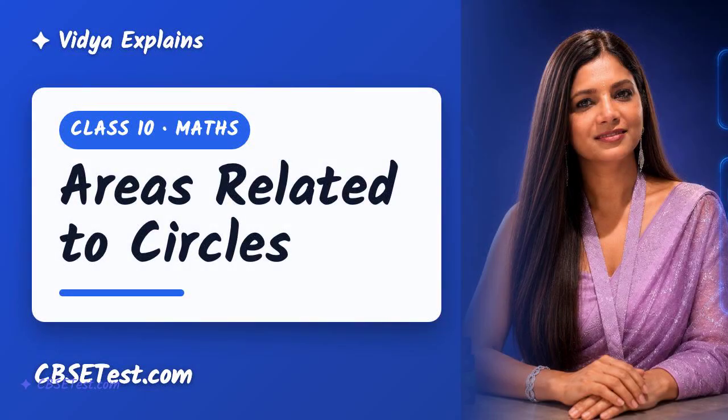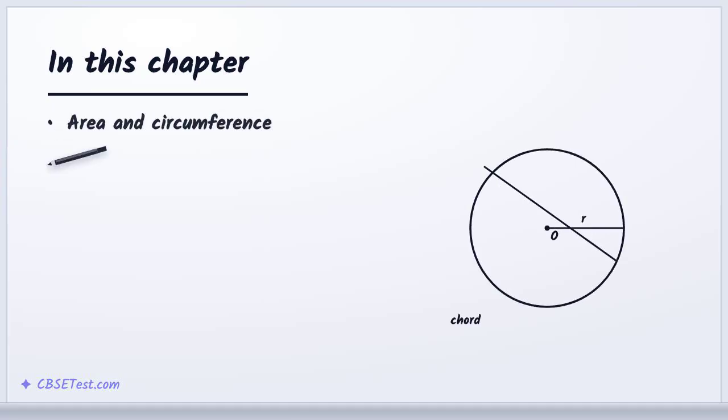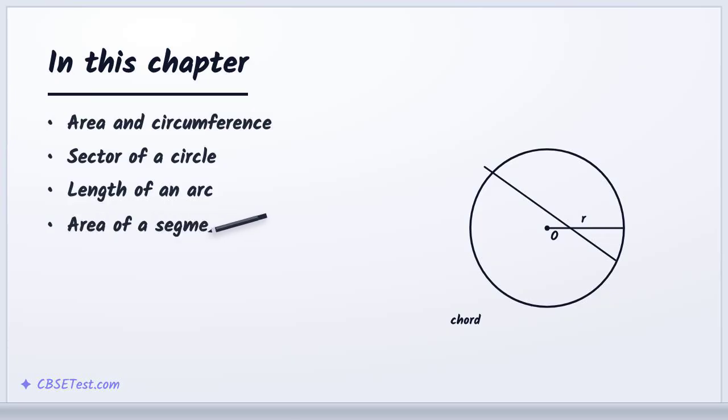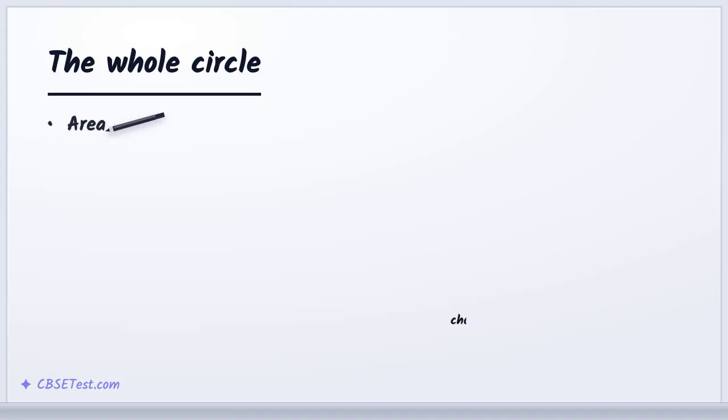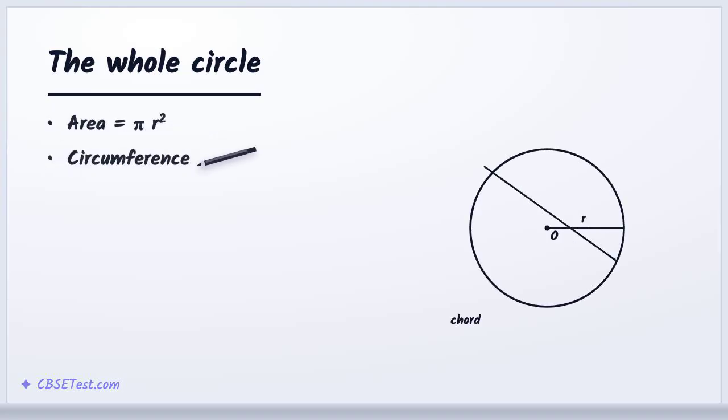Let's learn areas related to circles together, step by step. Here we measure parts of a circle, not just the whole area and circumference, but slices called sectors and segments, and the length of an arc. First, the basics. A circle of radius r has area pi r squared and circumference 2 pi r. Everything else in this chapter builds on these two.